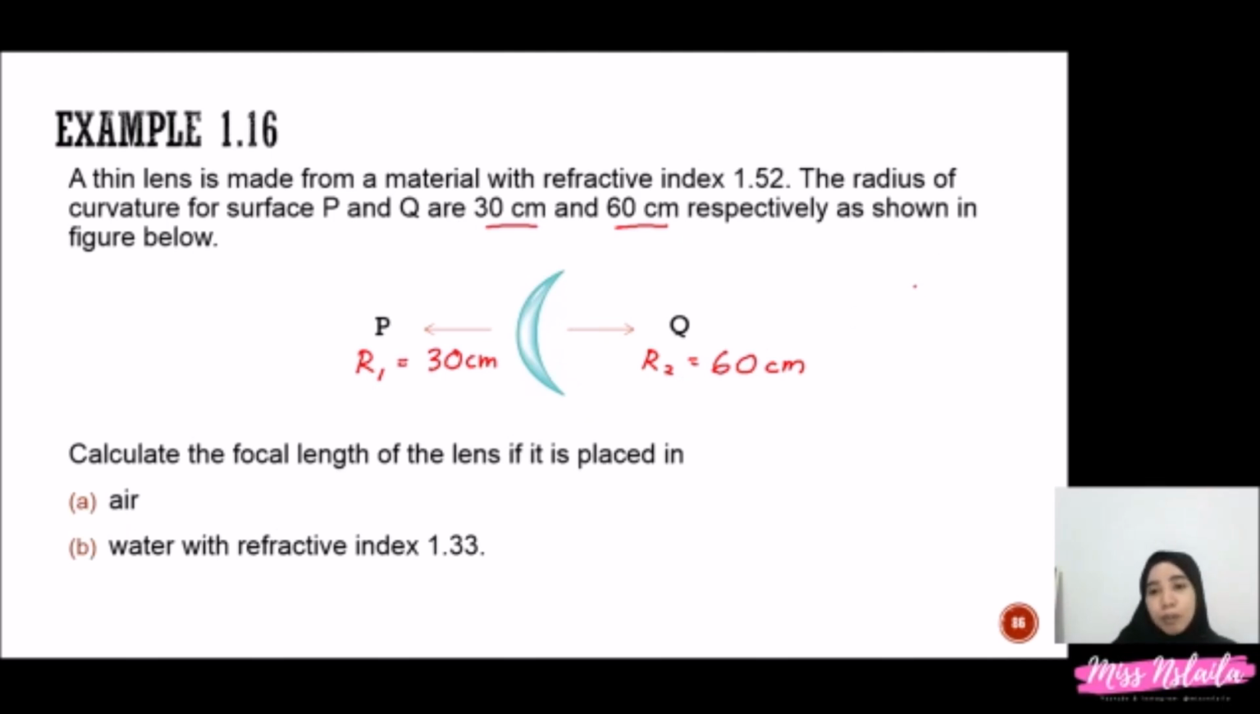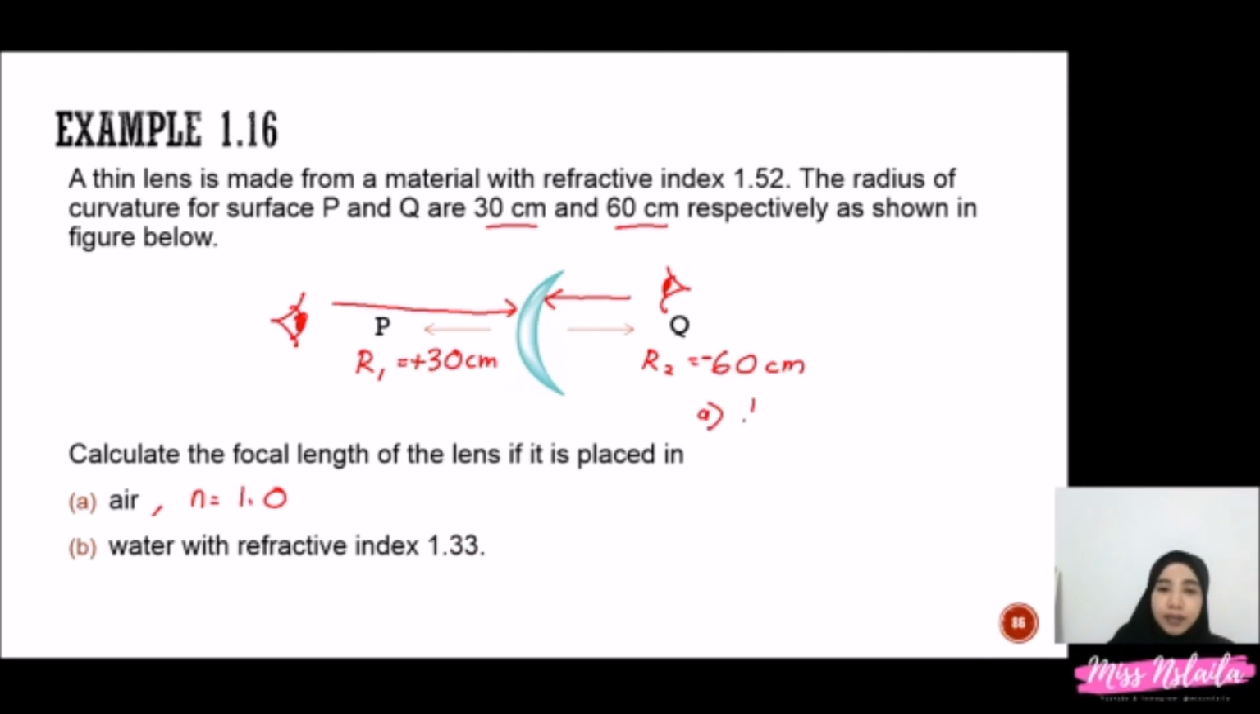If I want to use method 1, I'm going to look at this surface first from this side. So our eyes will be at this side. This side is a convex surface, so it will be positive. And for the second surface, I'm going to look from this side to this surface, so it's concave to your eyes, so negative. Alright, so the question asks to find the focal length if the lens is placed in air. So in air, n will be equal to 1.0. And the second situation is when we put it in water with n equal to 1.33.